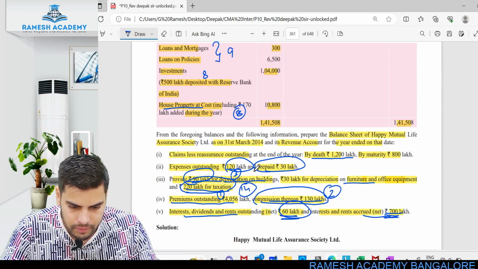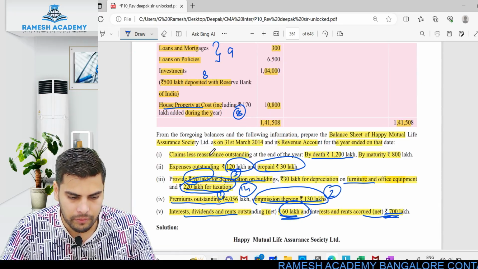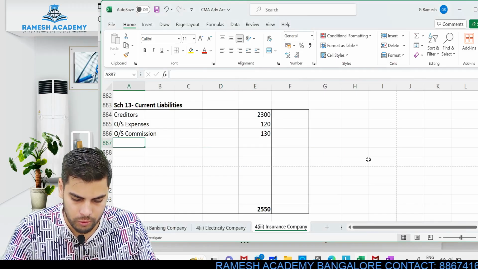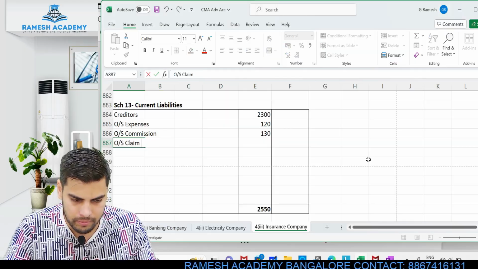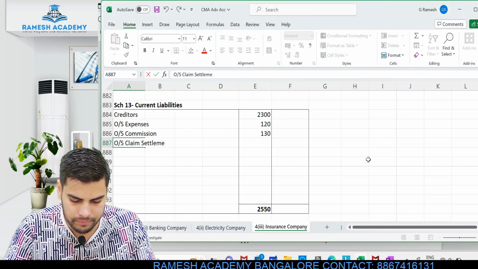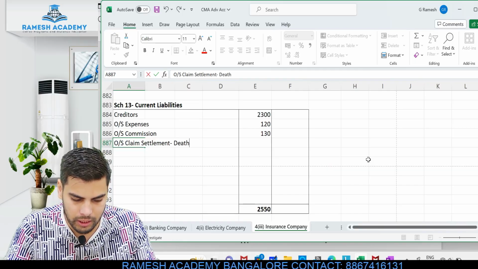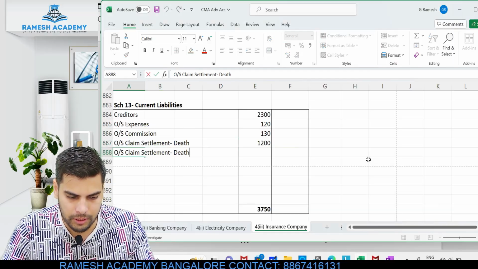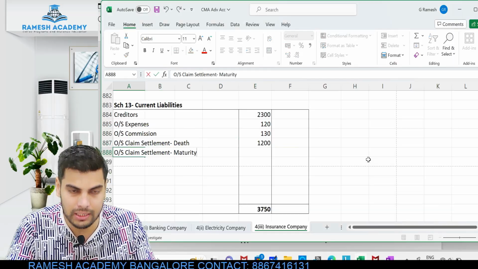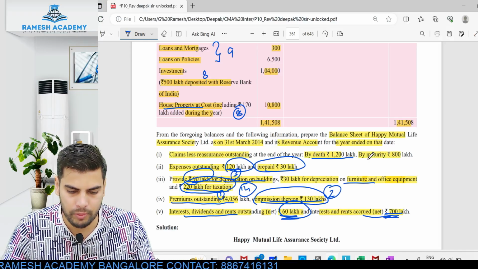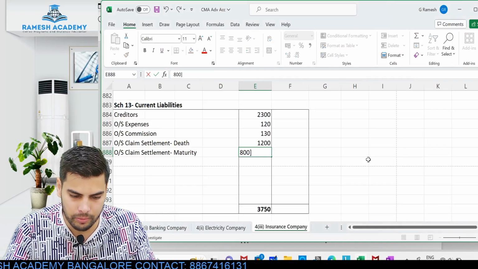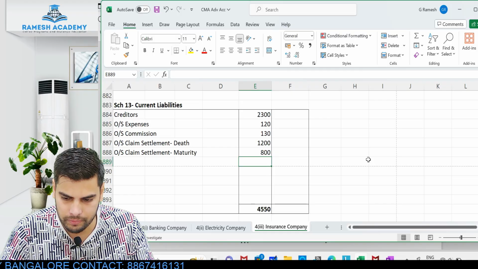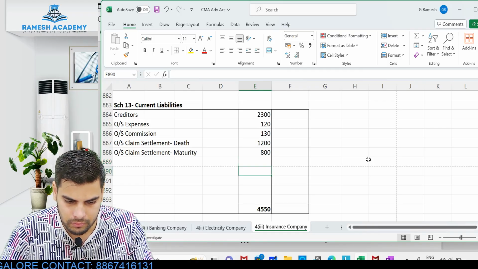Yes. Yeah. Here we have got claims which are outstanding, 1200 in the form of death, and so outstanding claim settlement. With respect to death, we have got some amount. How much is it outstanding? 1200. And with respect to maturity of the policy, okay, these are the settlement what I am supposed to make. Okay, with respect to maturity, 800 rupees is still payable. Okay, so the total will be how much? 4550, right? So 1200 rupees with respect to 800 rupees.